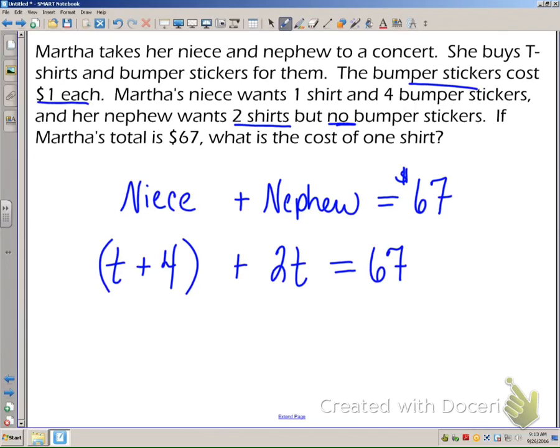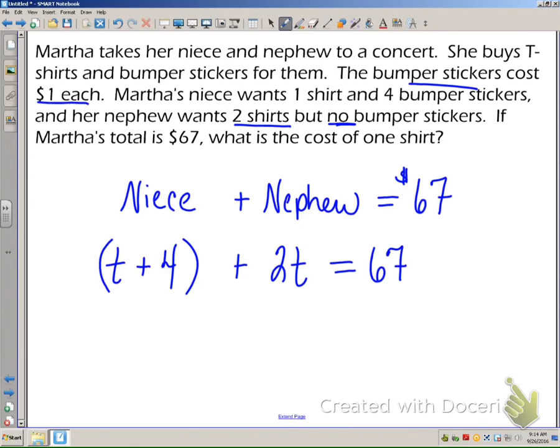So let's make sure that this makes sense. We've got the price of a t-shirt, because her niece got 1 t-shirt, plus the $4 spent on bumper stickers, plus 2 times the price of a t-shirt, since he got 2 t-shirts and no bumper stickers, gave us a total of $67.